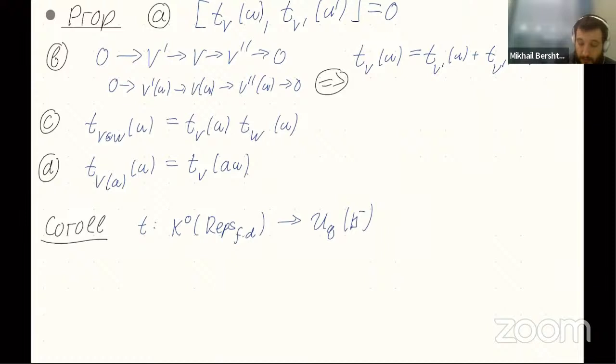Let me prove something. The main property is property A, but its proof is quite straightforward. You talked about another order, V tensor W, W tensor V. It's different. A is the commutativity. Yes, this follows from C and A. Yes, you should use A in your argument, of course.